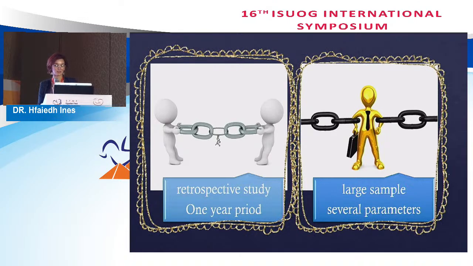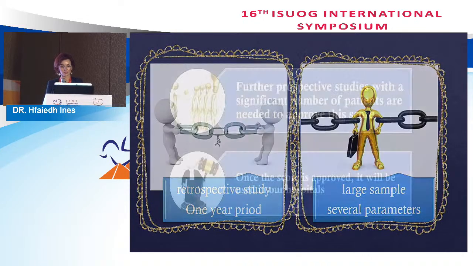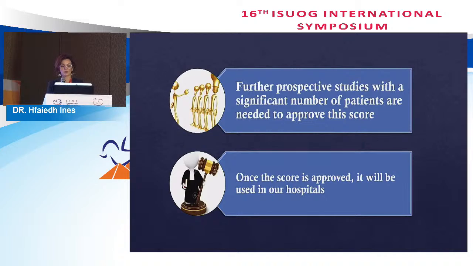So our strong points: this is a large sample with several parameters. Our weaknesses, our limits: it is a retrospective study with only a 1 year period. So further prospective studies with a significant number of patients are needed to improve this score, and once this score is improved, it will be used in our hospitals.